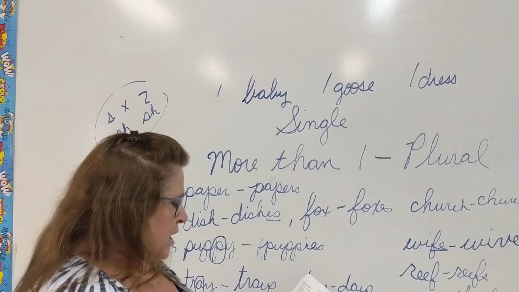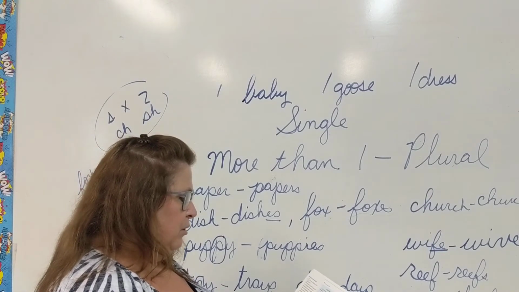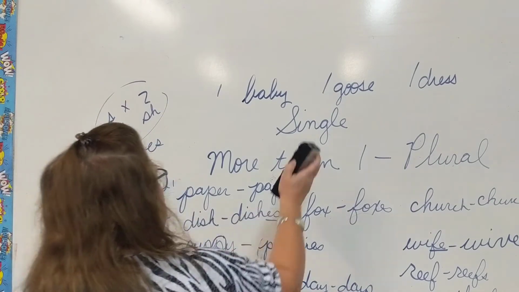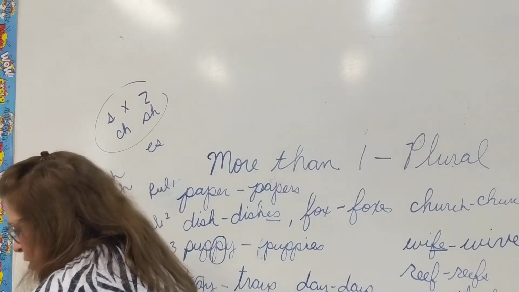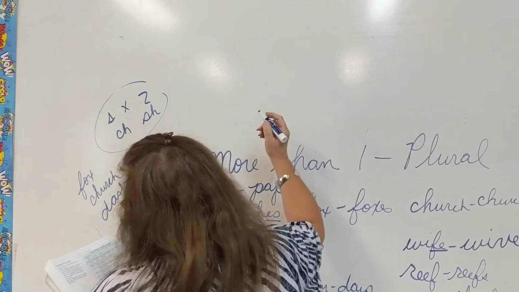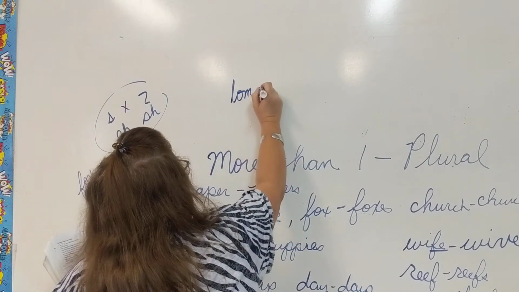Another rule is to make the plural of a noun ending in O. So here we go. I'm going to erase some of this up here. Remember, plural is more than one. So if we have the noun tomato, T-O-M-A-T-O.